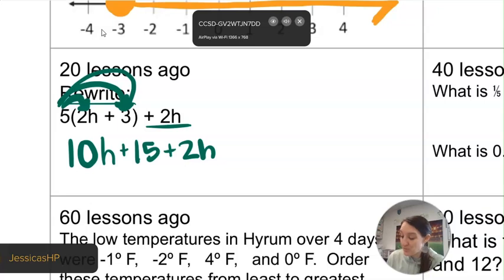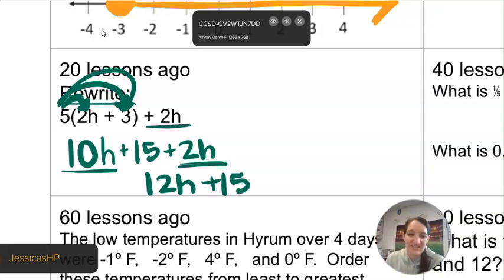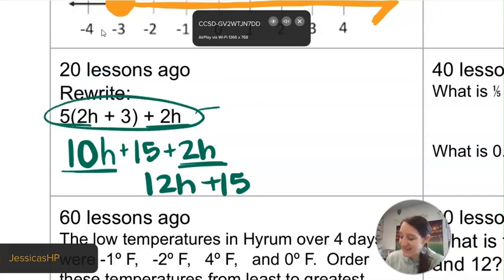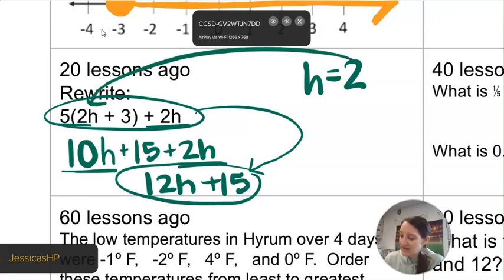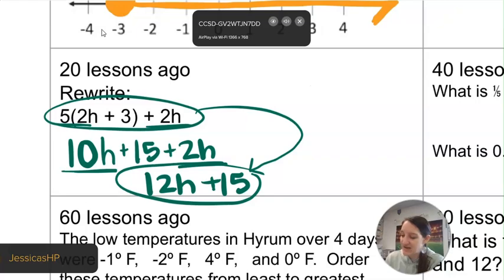Okay, now, would you see the h's? 12h plus 15. So we did rewrite it. This is the exact same as this. We just rewrote it. Okay, but if you told me h equals 2, if I plugged in the 2 right there and right there, I would get the same answer as if I plugged in the 2 right there. So that is what it means to rewrite.